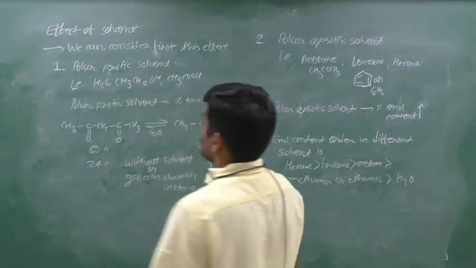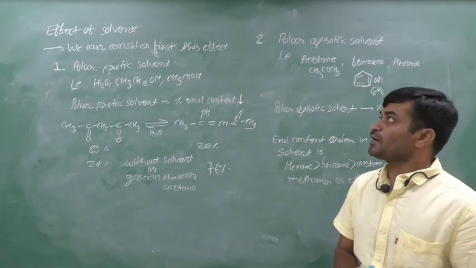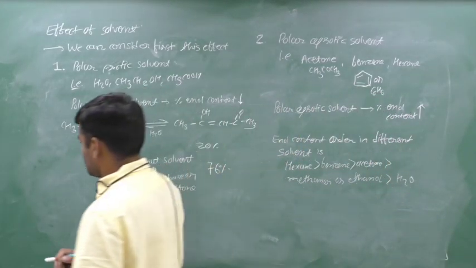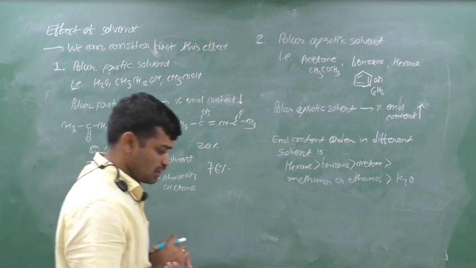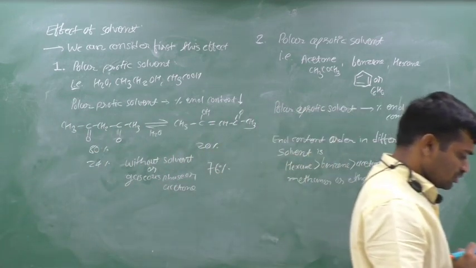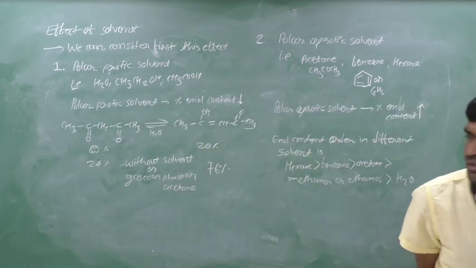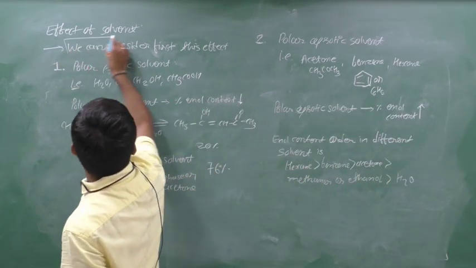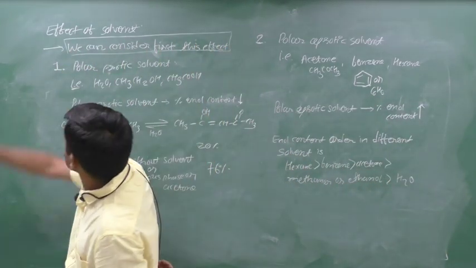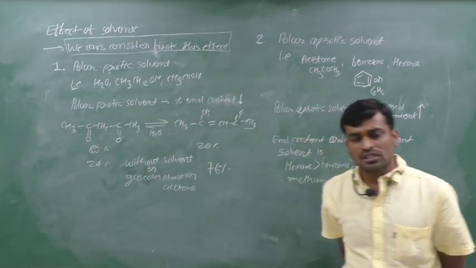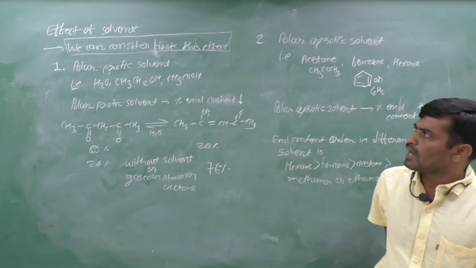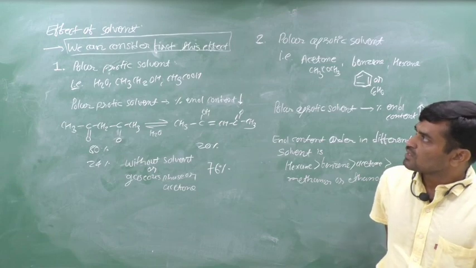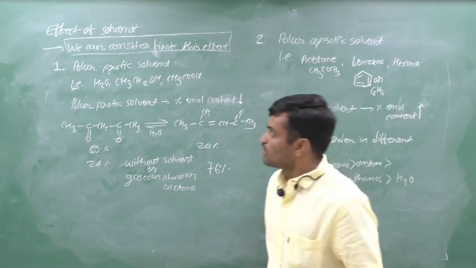Now we can discuss the last factor, the effect of solvent. We discuss 4 factors: aromatic, hydrogen bonding, conjugation, and solvent effect. Now we discuss the solvent effect. Whenever all effects are present, we first consider this effect, the solvent effect.